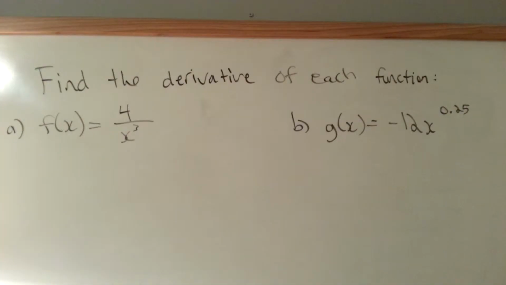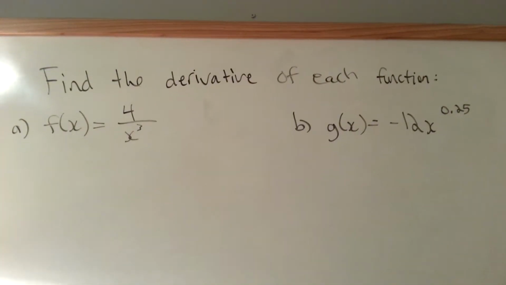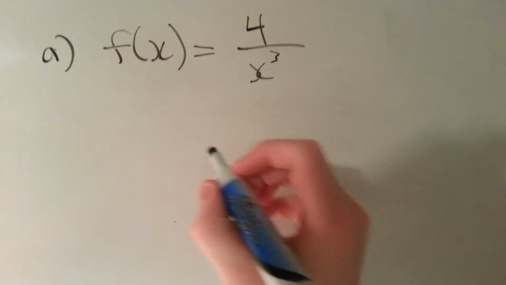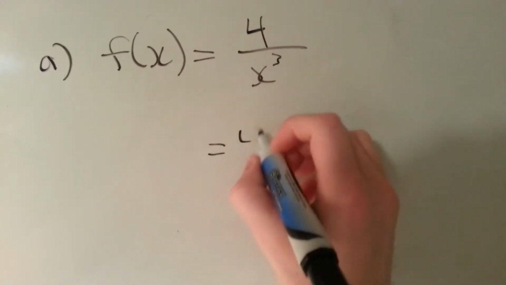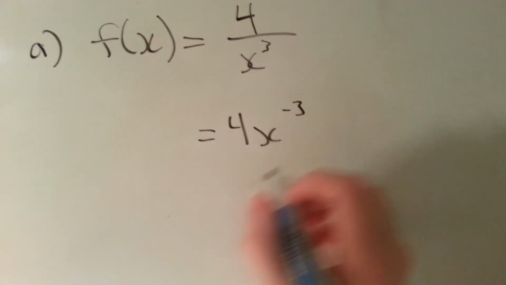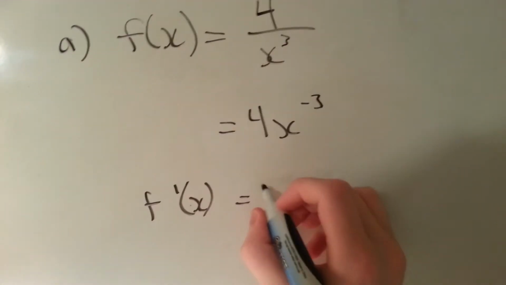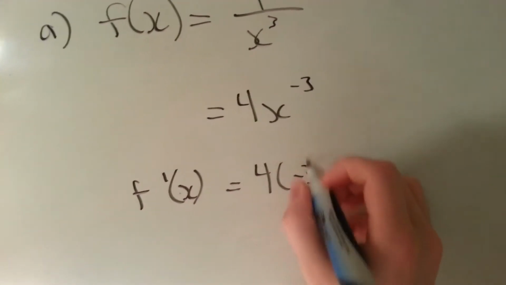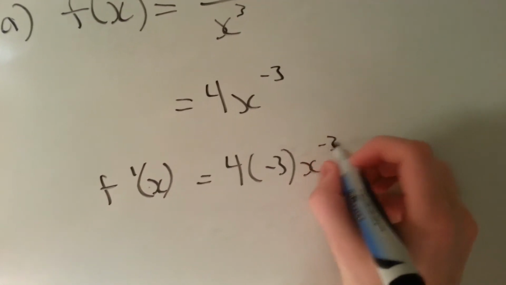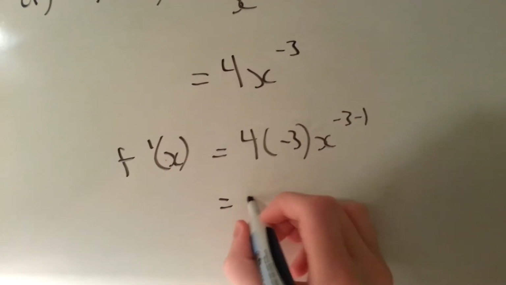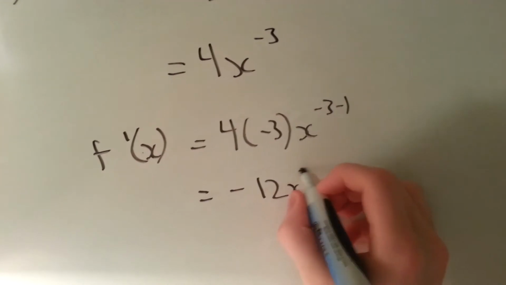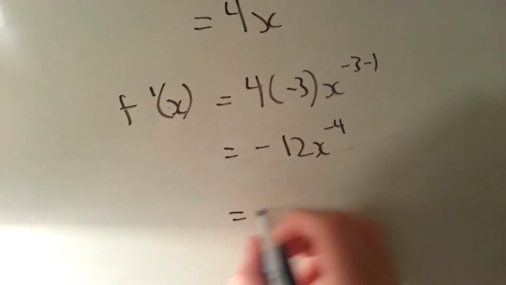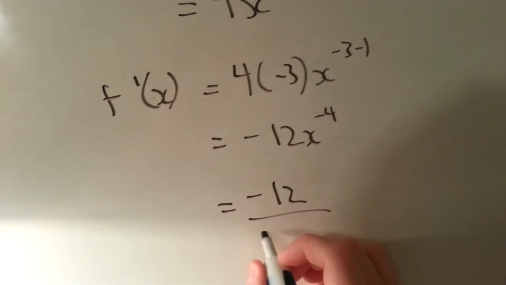Find the derivative of each function. The first one is f of x equals 4 divided by x cubed. You can rewrite that as 4 times x to the negative third, and then find the derivative using the power rule. So bring down the negative 3 to be the coefficient of the power, the same as 4, and then subtract 1 from the exponent, and you'll end up with negative 12 times x to the negative fourth. You can then rewrite that to be negative 12 divided by x to the fourth.